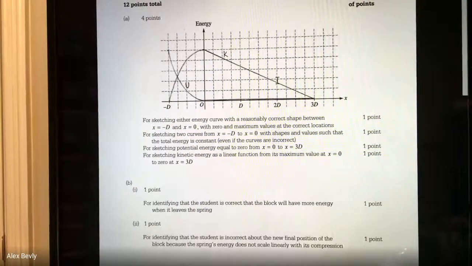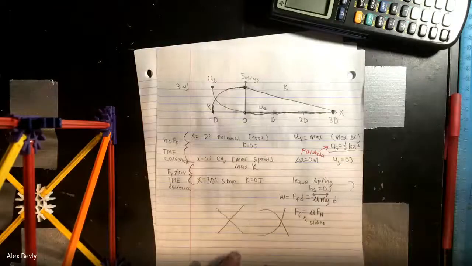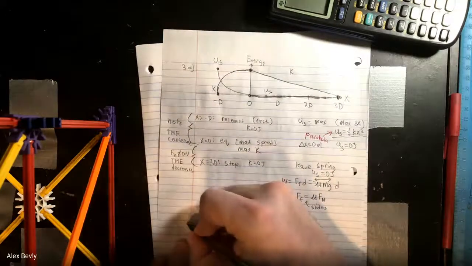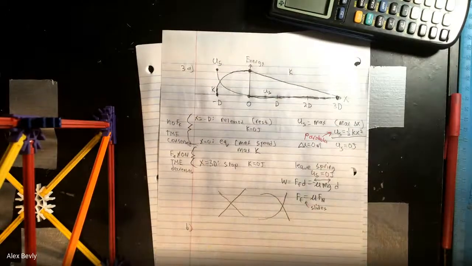Questions on the points for this one? So 4 points, kind of a lot for a relatively straightforward graph. So now we're on to B.